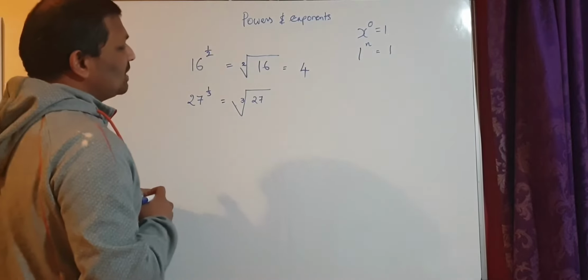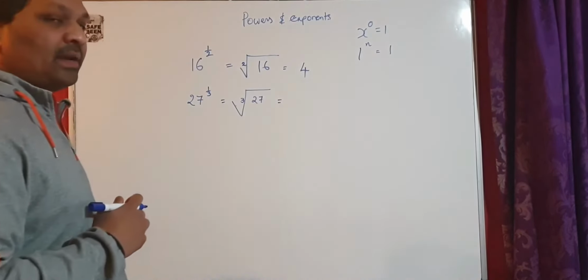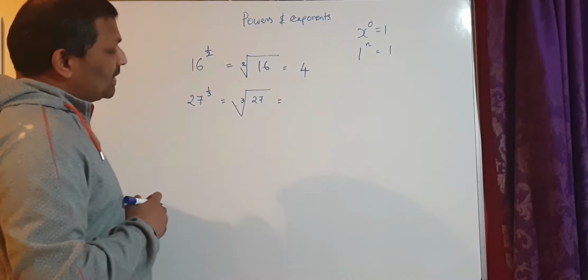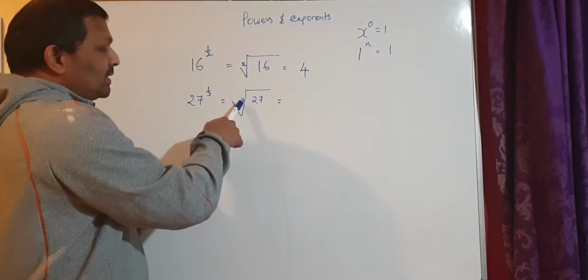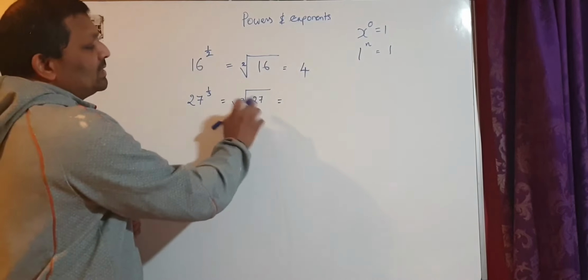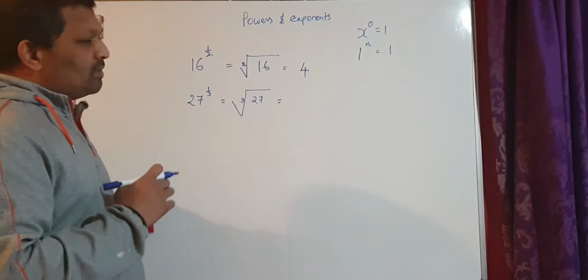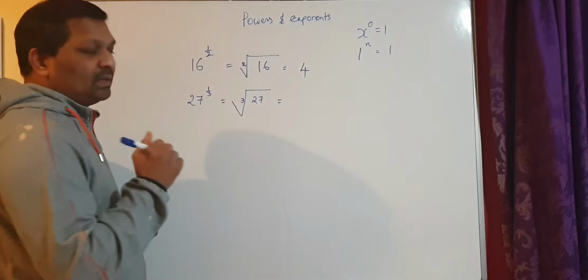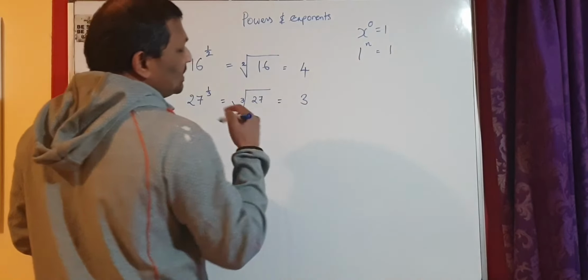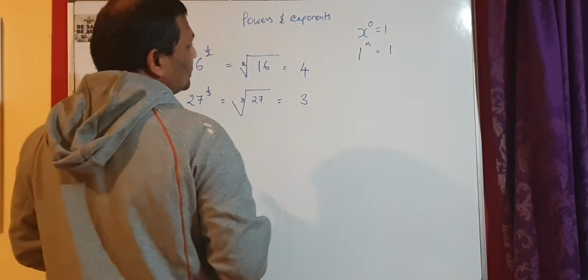The cube root of 27 is calculated as follows: any number that, if you multiply it by itself 3 times, gives 27. In this case, what is the number? 3 is that number. 3 3s are 9, 9 3s are 27. So that is why the answer here is 3.